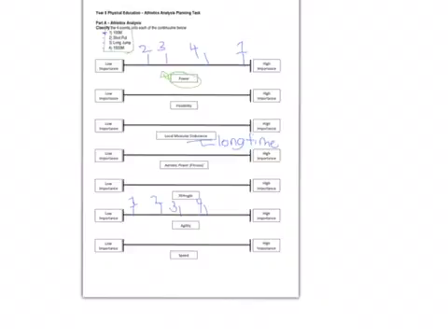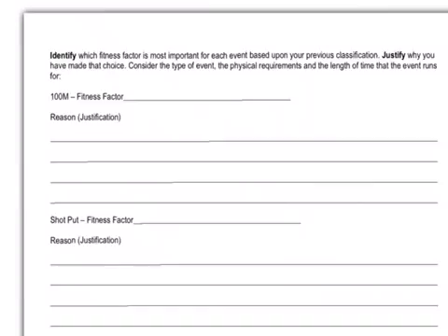And you're classifying. So looking at the next page now, you've got another task. This time, you are identifying, okay, which fitness factor or which component of fitness is most important for each event based upon your previous classification. So down here, you will identify, okay, which fitness factor is most important for the 100-metre sprint, okay? You might choose something like agility.